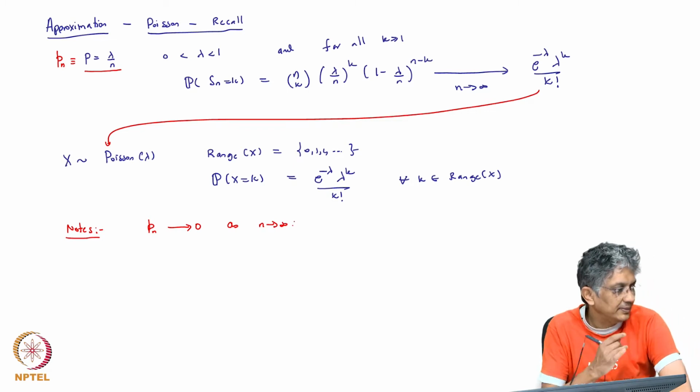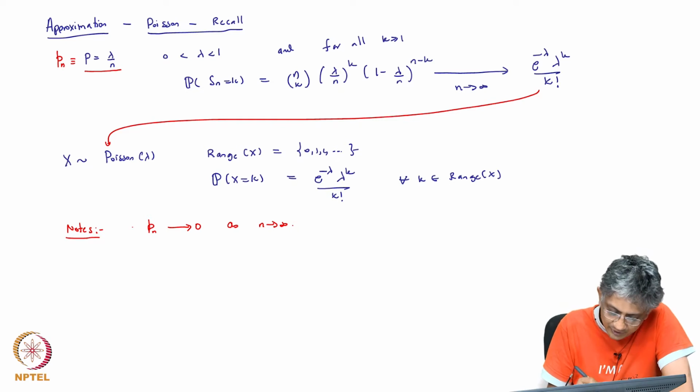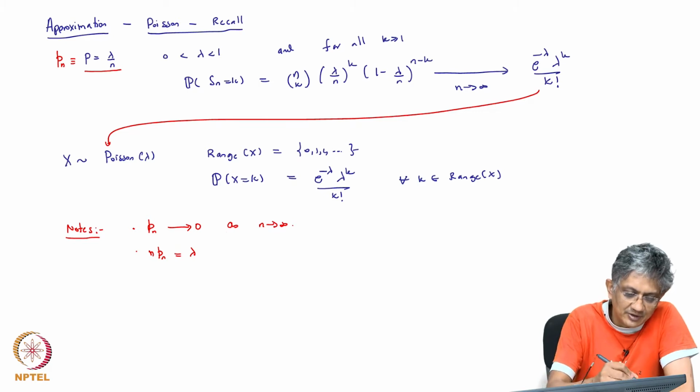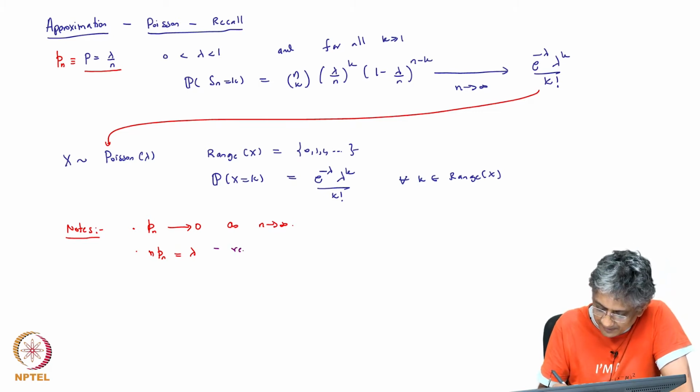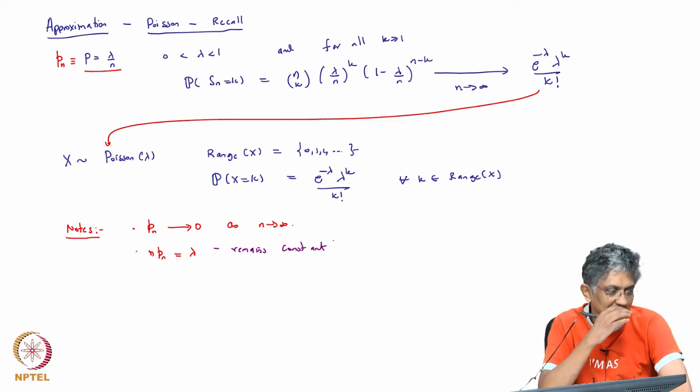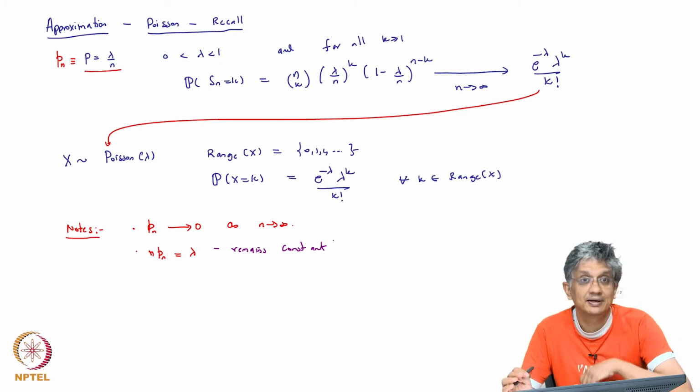Right. So the probability goes to 0 as n goes to infinity. But also notice that n times Pn is always going to be lambda, and this remains constant. These are two aspects of this convergence that you should keep in mind.